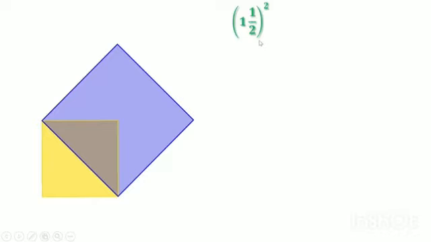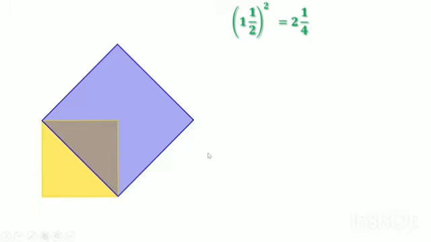We know how to find the square of numbers ending in half easily. Take the number part, multiply it by the next number. 1 into 2 is 2. Then put 1 by 4. That is, 1 and a half squared is equal to 2 1 by 4. It is more than 2. That means the side of the large square cannot be 1 and a half. Actually, it is less than 1 and a half.